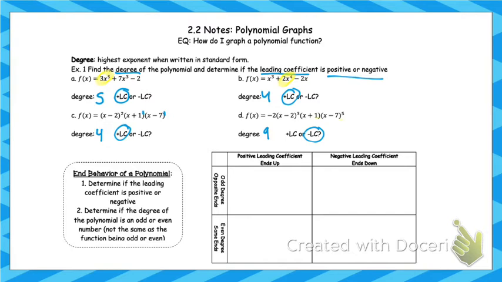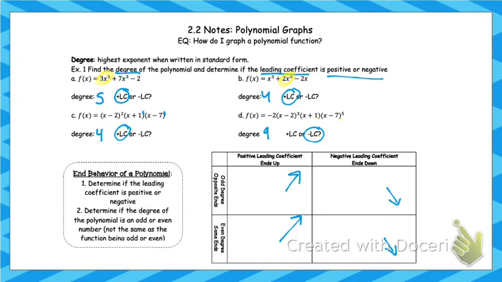So what those things help us determine is what the end behavior looks like. What we care about is: is the leading coefficient positive or negative? If the leading coefficient is positive, our graph is going to end up. So a positive leading coefficient means the right arrow will be going up. If we have a negative leading coefficient, our graph is going to end down. So our arrow is going to go down to the right side.